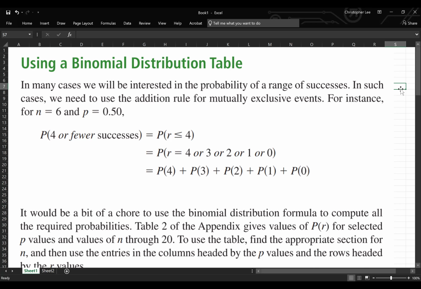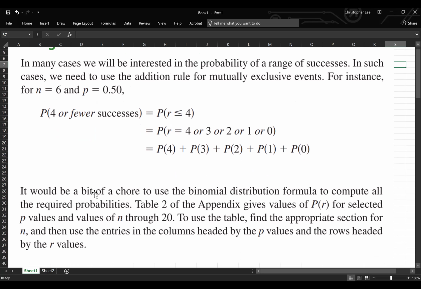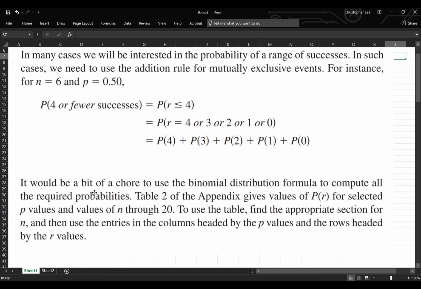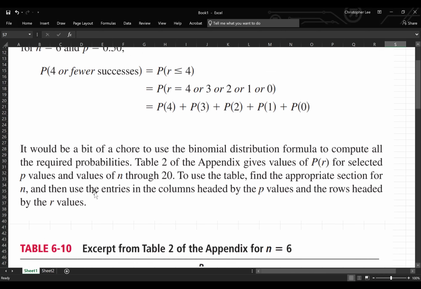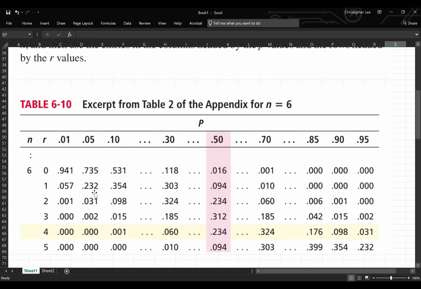All right. So it would be quite a chore to use a binomial distribution formula to compute all the required probabilities. However, table 2 from the appendix gives us the values of probability of R for selected probability values and values of n through 20. To use a table, you find the appropriate section for n, and then use the entries in the columns headed by the probability values and the rows headed by the R values.